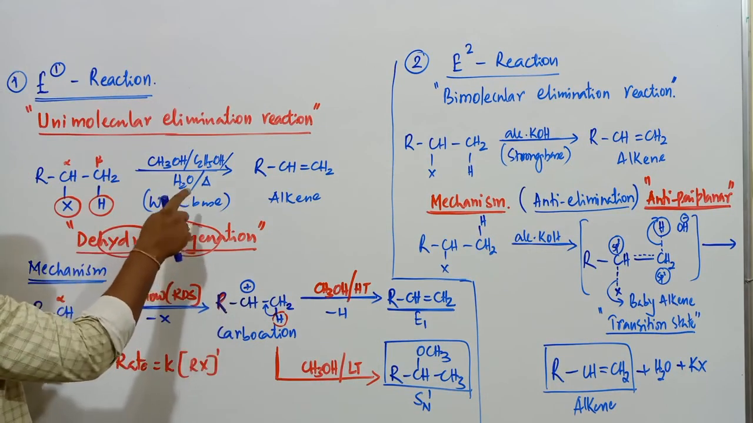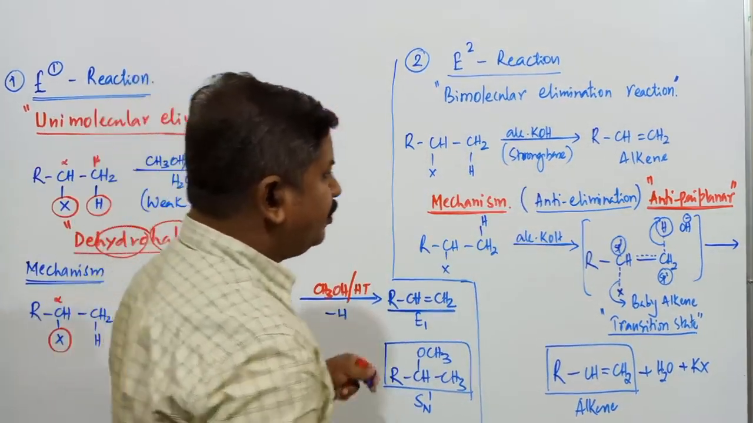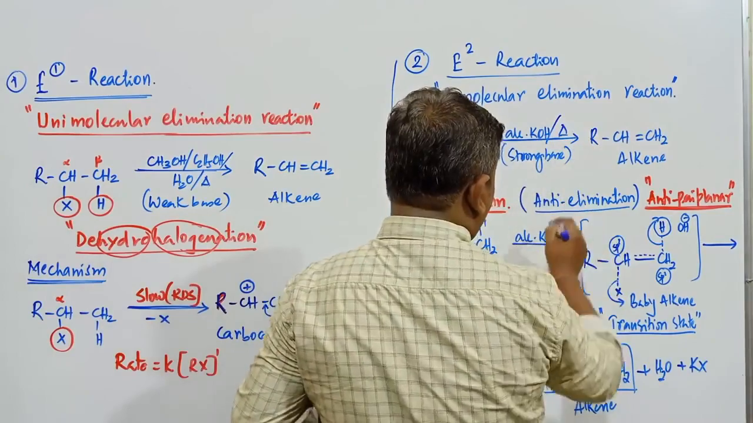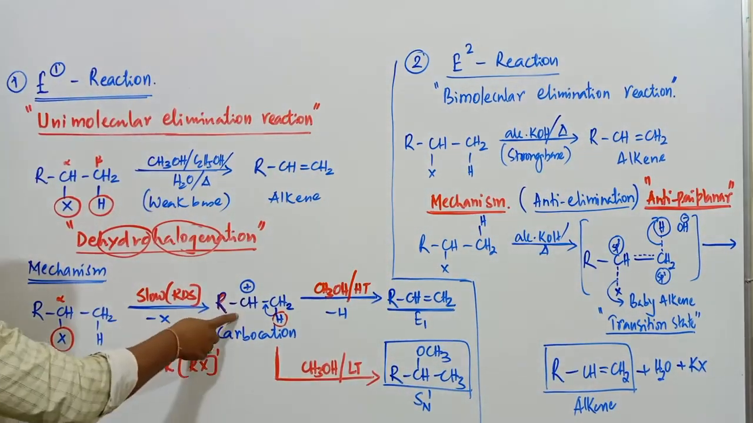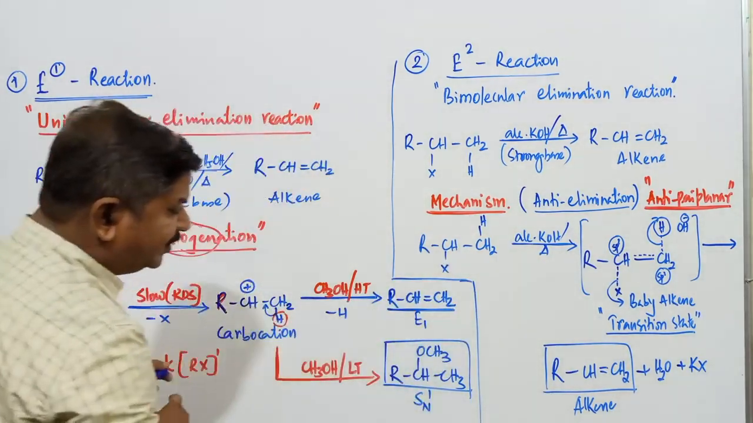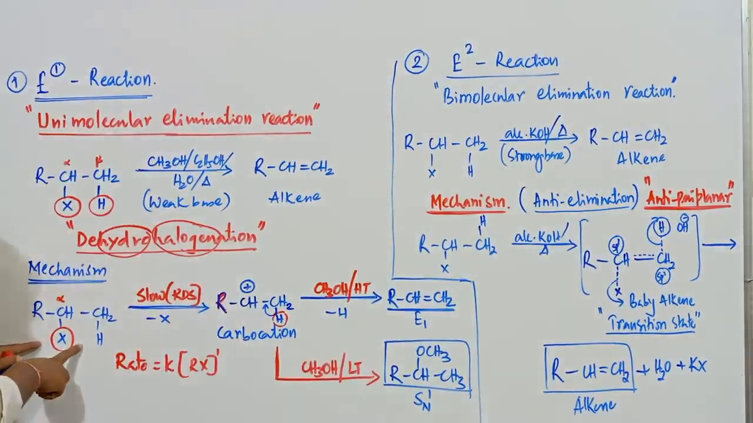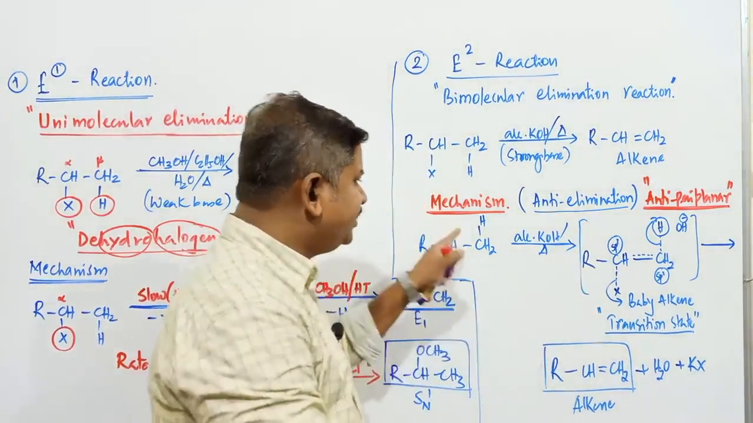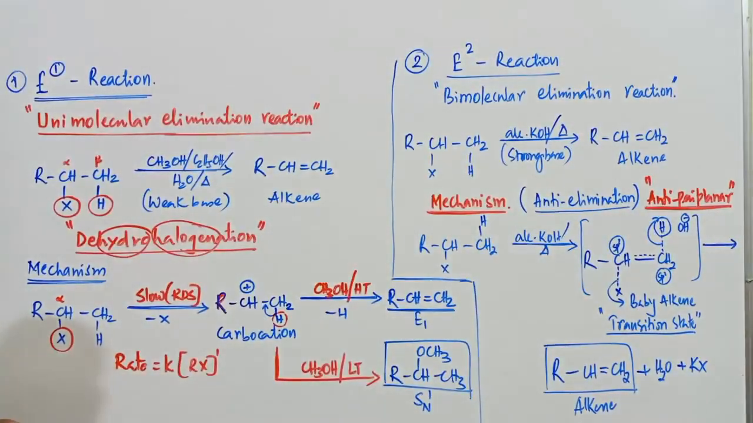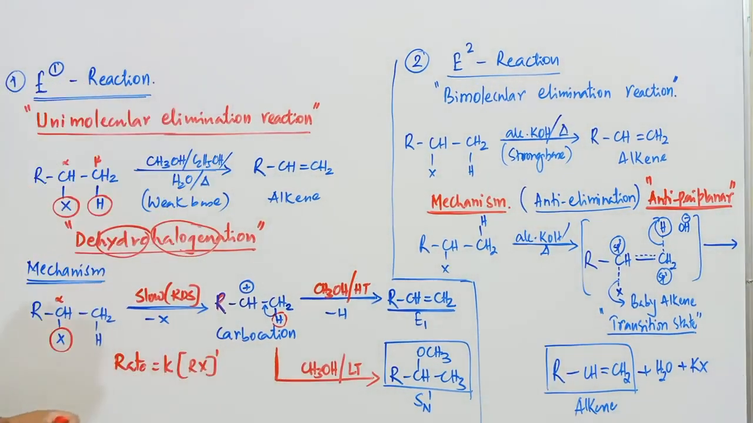This is taking place in presence of weak base. It is taking place in presence of what? Strong base. Sorry, I forgot to mention this one. It is taking place in presence of strong base. And here carbocation formation takes place. There it is going to be a transition state. Greater the stability of carbocation, greater is the elimination of the respective alkyl halide. Greater is the stability of the transition state, greater is the elimination process of the respective alkyl halide. In both cases, formation of alkene takes place.